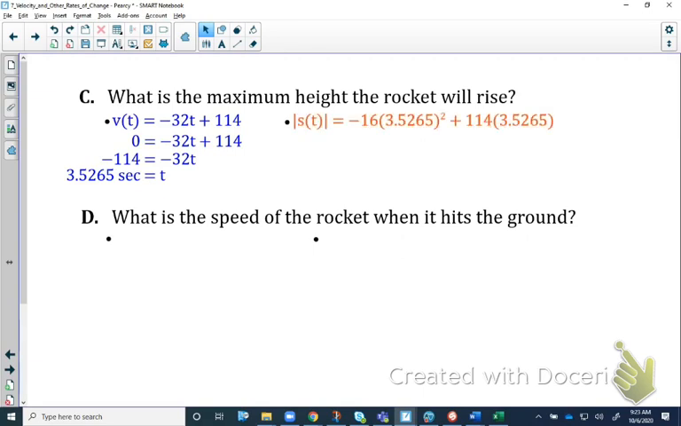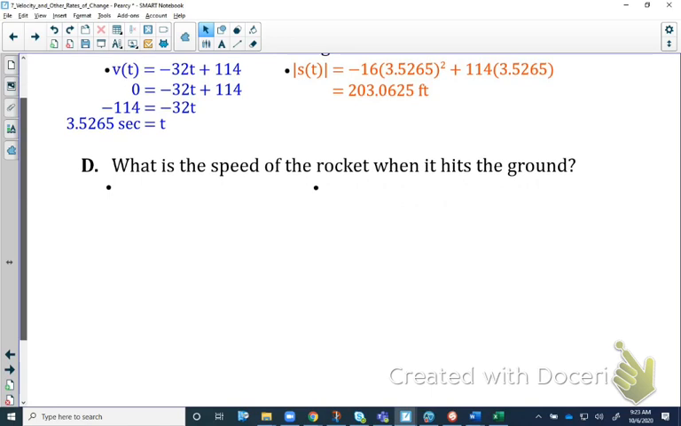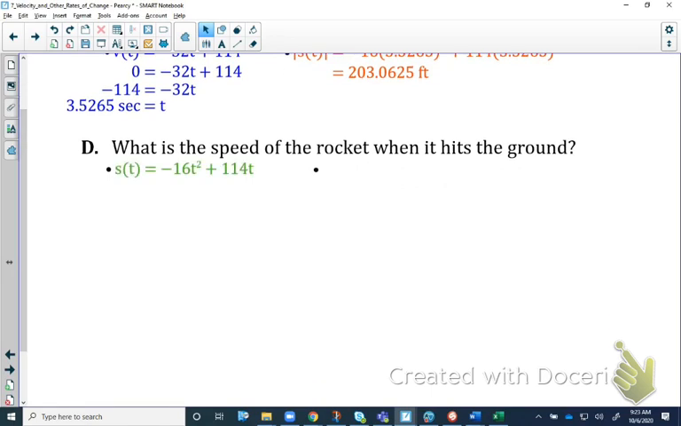So I'm going to plug that value into our position function, and again, go to the calculator, and that's going to give me a value of about 206 feet in the air. What is the speed when it hits the ground? If I want to know the speed when it hits the ground, I have to know the time that it hits the ground. So I'm going to take the position function and solve it for time. And of course, I should get 0 for one time because you started at time 0.